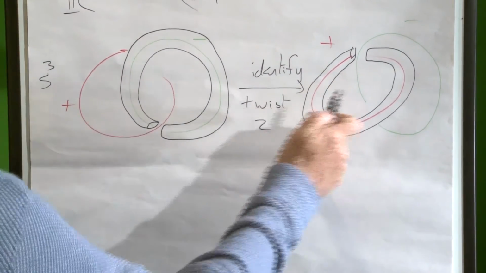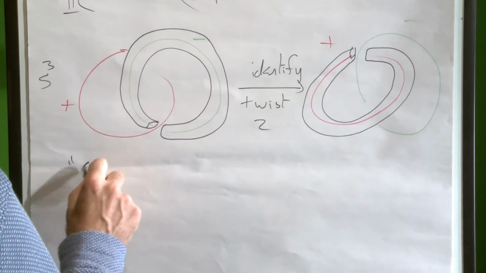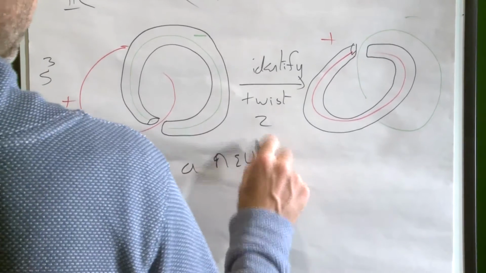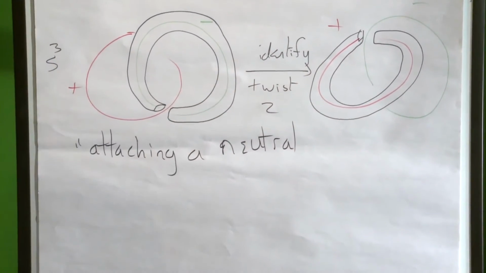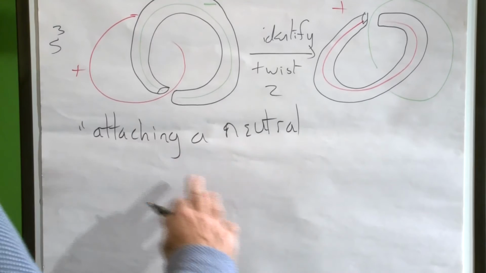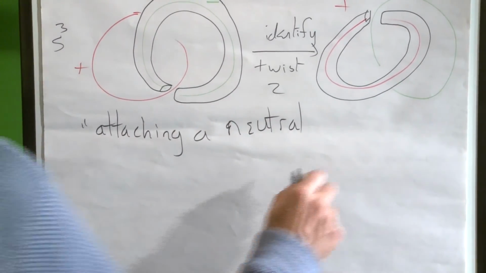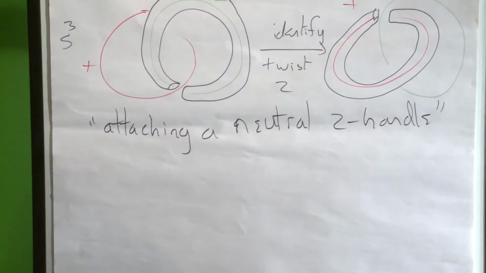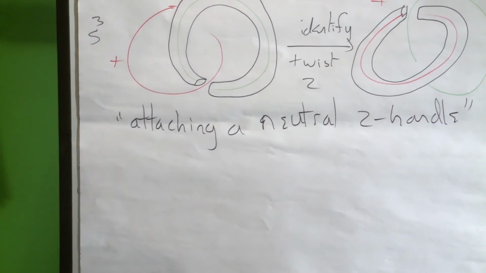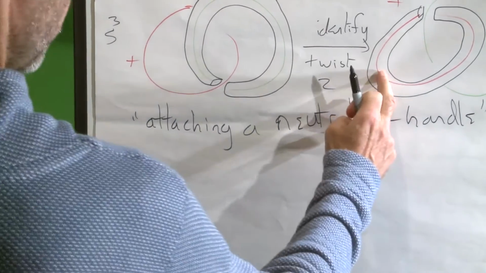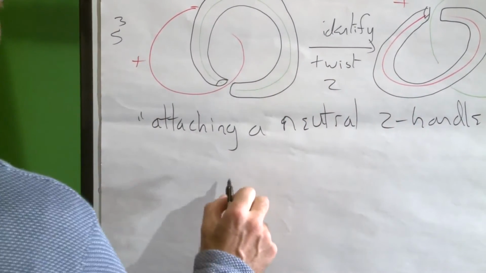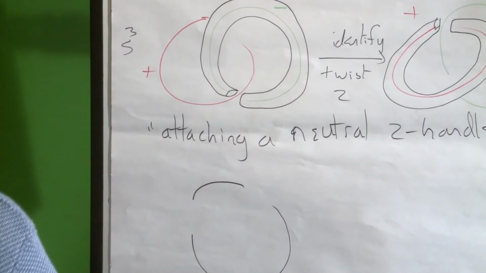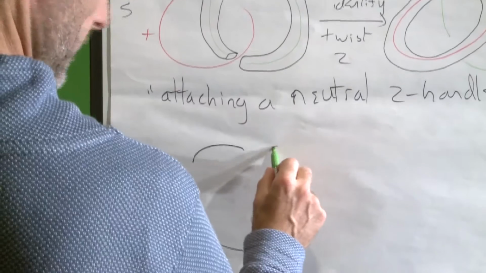So this process, when you attach this to this, I'm going to refer to as attaching a neutral handle. We want to push the metric across both, so we end up with the neutral metric on the final object that we have constructed. So attaching a neutral 2-handle is the phrase maybe we'll use for this process. Now when you do that, in this case, with the twist of 2, you end up with, now my drawing is not quite as good as I would hope, but we'll do our best.